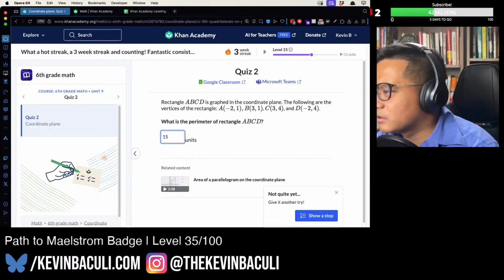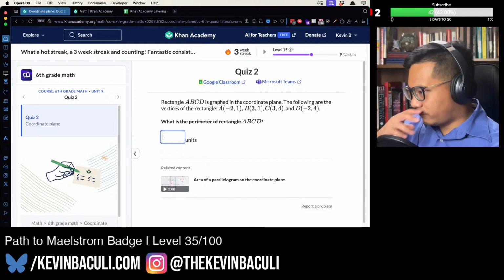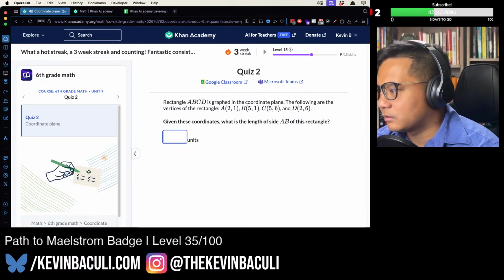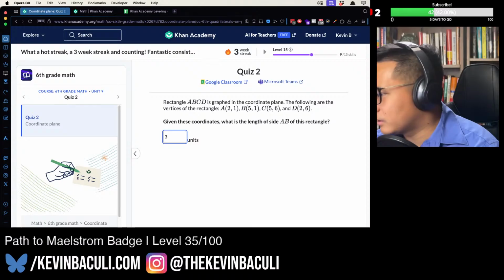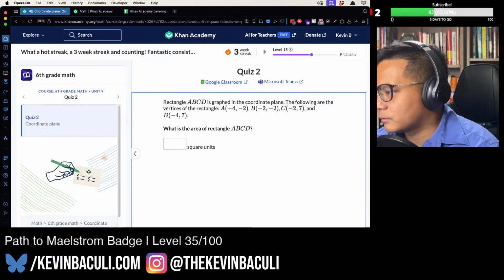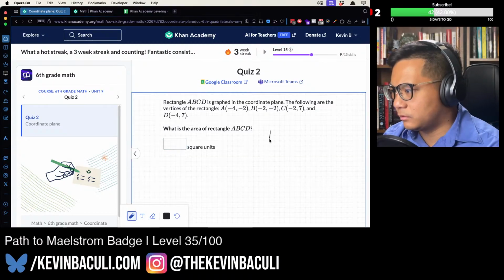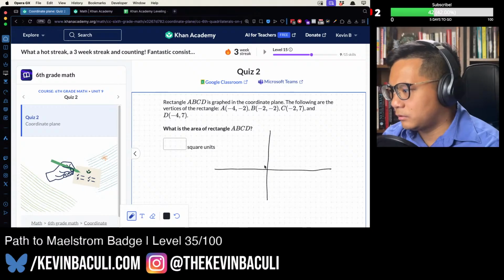What the heck? 5. Perimeter. Oh, it's 5 by 3. 16. What is the length of the side AB? 3. 2, 1, 5. One, 2, 3, 4, -4. 1, 2.